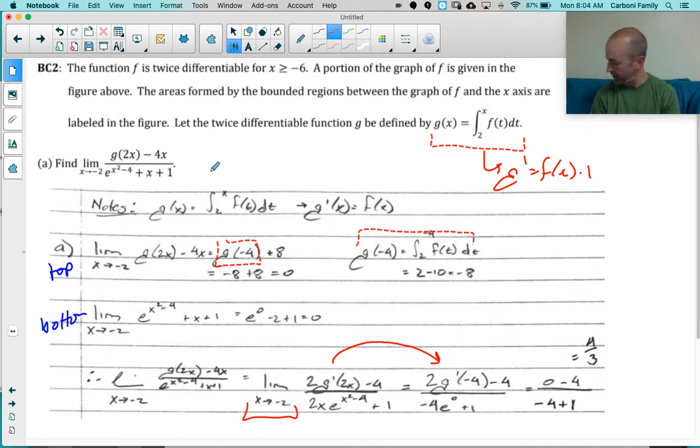This was a 3-point problem. 1 point for showing this part. That was 1 point for showing that the top approached 0. 1 point for correctly applying L'Hopital's rule. That'd be down here, and then 1 point for the answer. So that's 3 out of 3.